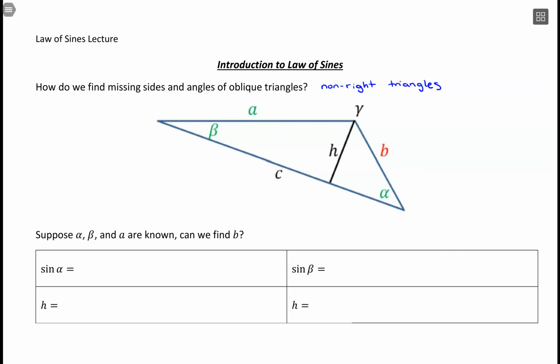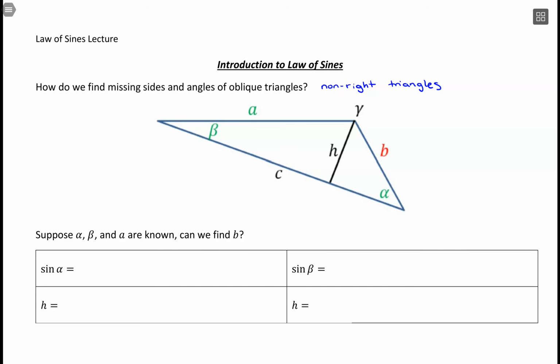What we're going to do is look at this triangle and say we know what alpha is, so this angle measurement right here. We know what beta is, this angle measurement right here, and we know this side length A. So if we know those three pieces, can we find this value for B? We're going to play around with this and solve until we find the law of sines.